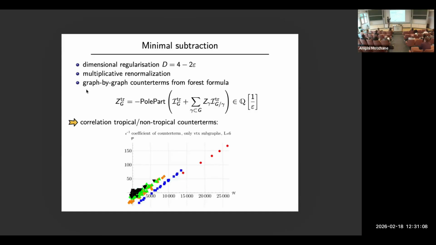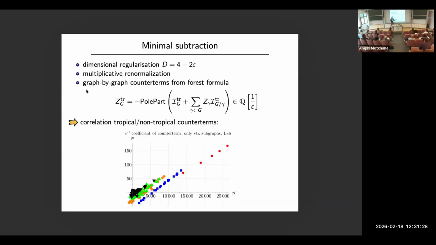So this is now for 6 loops, not for 7 loops. On the x-axis, again, you have the contribution to the tropical beta function of the graph. On the y-axis, you have the contribution to the actual 4-dimensional beta function in the minimal subtraction scheme of these graphs. The red dots are the ones without subdivergences. So that would be the analog of the plot previously.